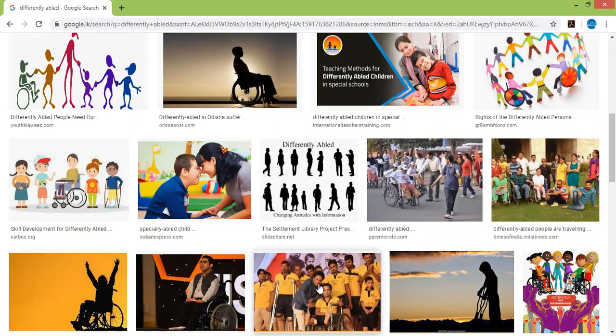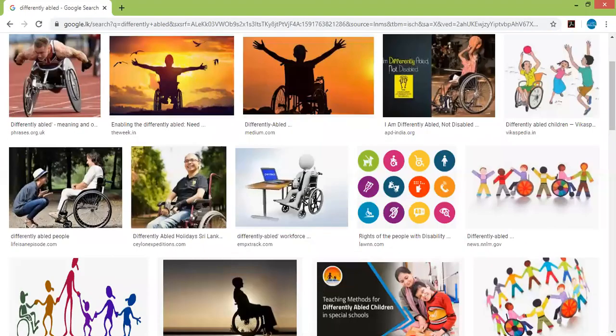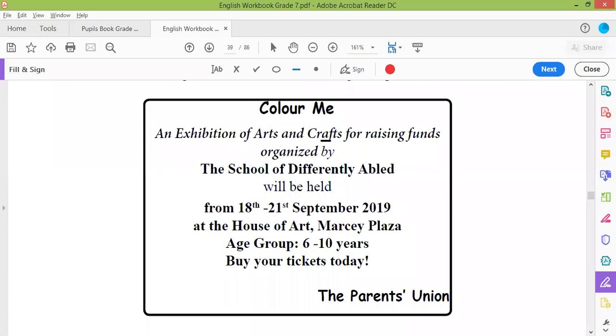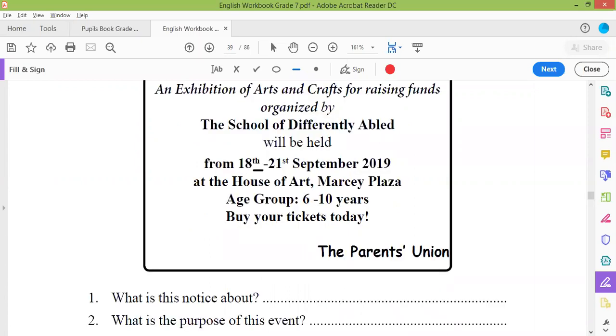Okay, so they are collecting money. This art and craft exhibition is to collect money to help the children in this school, the school of differently abled children with different abilities, right? That will be held from 18th to 21st. That means 18th, 19th, 20th and 21st, throughout 4 days in September. And they have given you the place at the House of Art, Marcy Plaza.